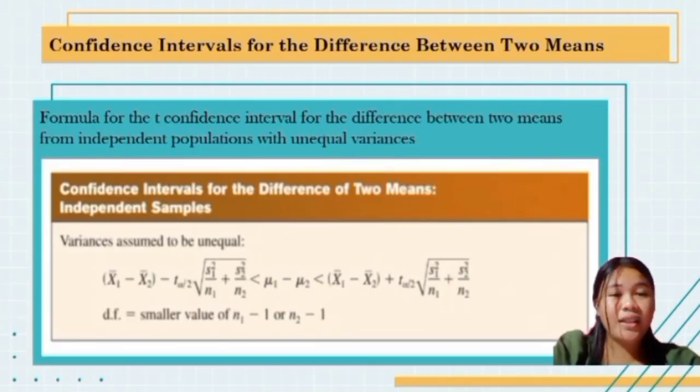Now, let's proceed to the confidence interval for the difference between two means. This is the formula for the t confidence interval for the difference between two means from independent populations with an equal variance. We will use this formula. When the variance is assumed to be unequal, just like in the t-test, the variance is still assumed to be unequal. So we will use this formula.